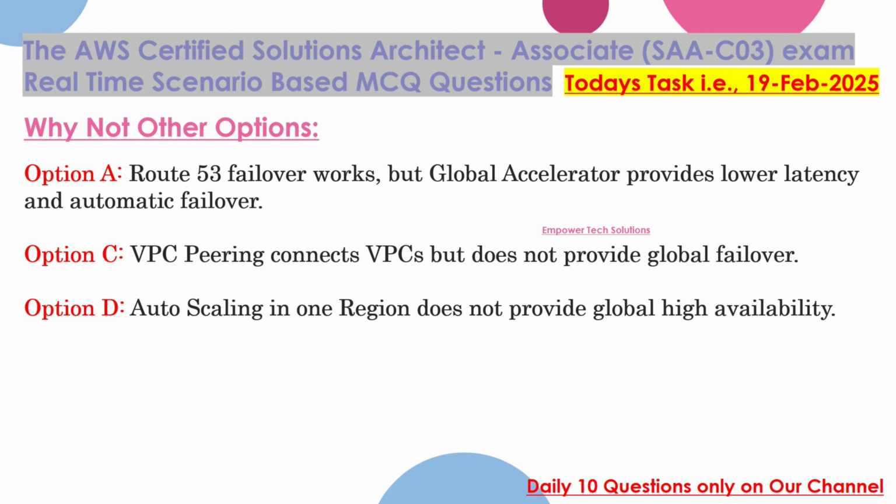Why not other options? Option A. Route 53 failover works, but Global Accelerator provides lower latency and automatic failover. Option C. VPC peering connects VPCs but does not provide global failover. Option D. Auto-scaling in one region does not provide global high availability.